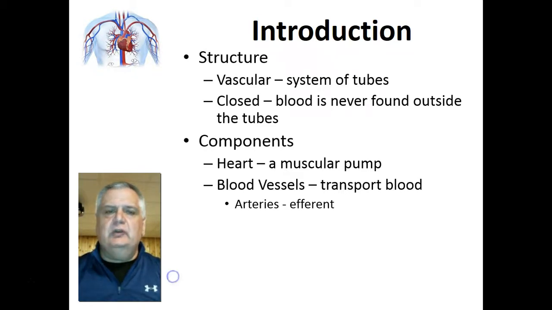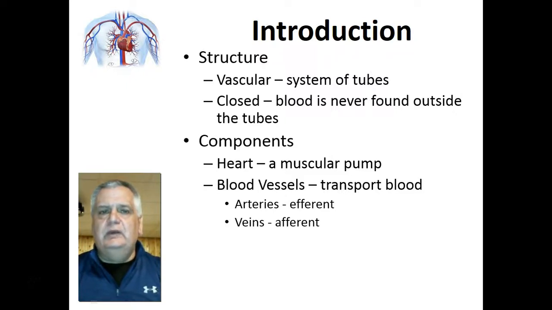Okay, in addition to the arteries, we also have the veins, and veins are considered to be afferent blood vessels. So afferent blood vessels allow blood to access the heart. So the veins are going to carry blood back to the heart and allow it to have access or entry into the heart. So a good term to think of when we hear the term afferent is access.